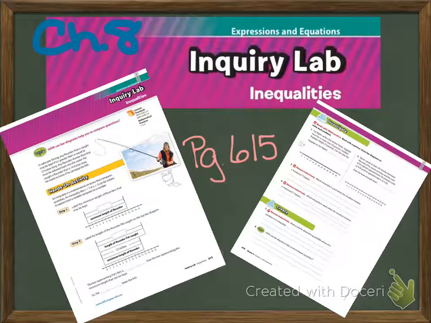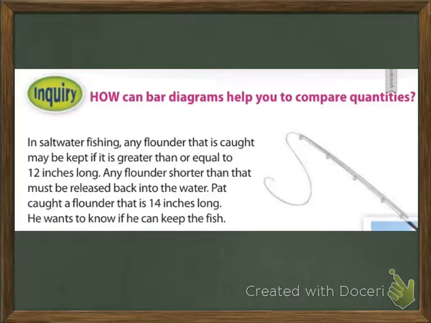Okay, what we're looking at is Chapter 8's Inquiry Lab, Inequalities, and it starts on page 615. It begins with the inquiry: how can bar diagrams help you to compare quantities? And it has an example here. In saltwater fishing, any flounder that is caught may be kept if it is greater than or equal to 12 inches long. Any flounder shorter than that must be released back into the water. Pat caught a flounder that is 14 inches long. He wants to know if he can keep the fish.